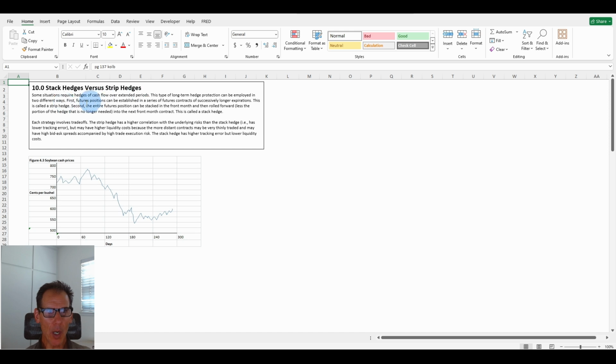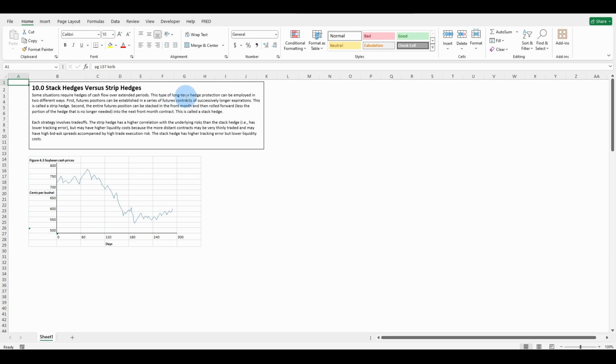Some situations require hedges of cash flows over extended periods. This type of long-term hedge protection can be employed in two different ways. First, future positions can be established in a series of futures contracts of successively longer expiration. This is called a strip hedge.